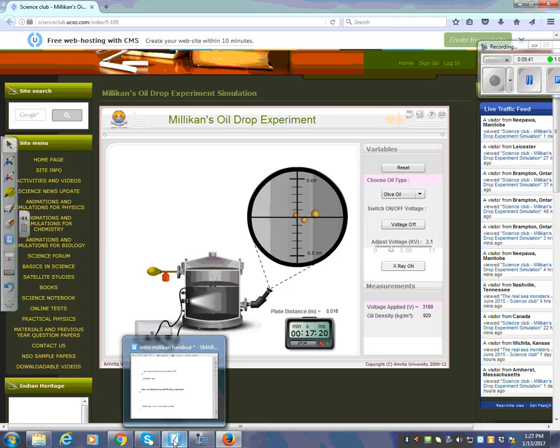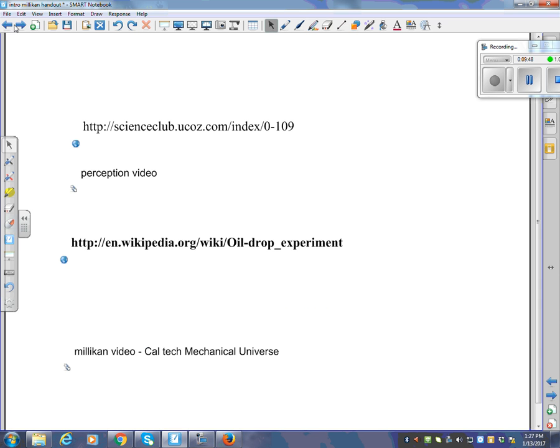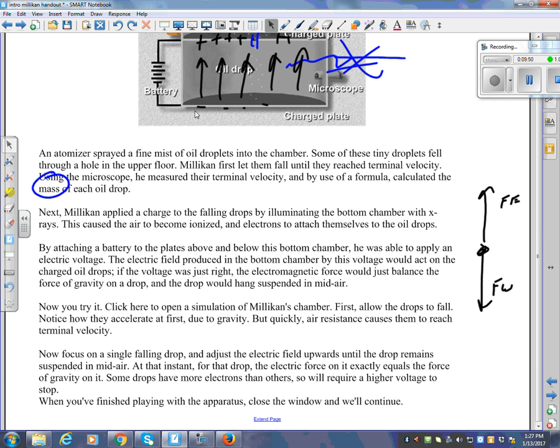Negative 1.6. Right. Exactly. Okay, is this kind of filling in the blanks a little bit for you? Making some sense? Okay.